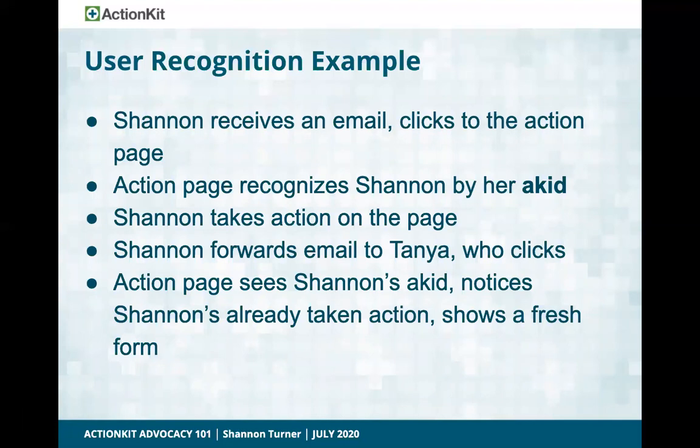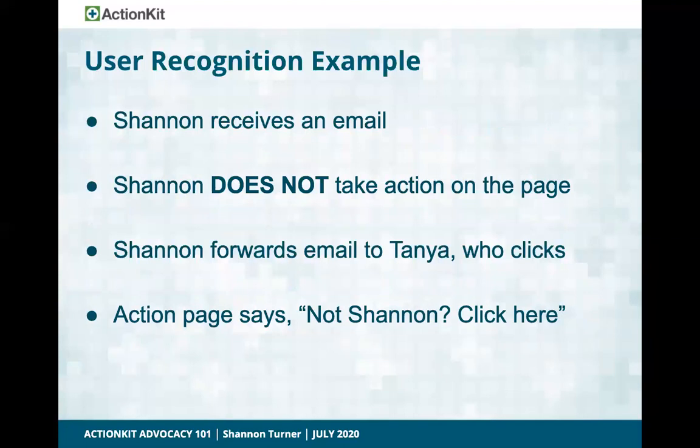But let's take a look at it a different way. It can be helpful to see it broken out in bullet points. So by default, ActionKit will recognize your users. That's great. Here's how it works. So Shannon receives an email, and I click to the action page. The action page recognizes me by my AK ID. I then take action on the page. Then I'm going to forward the email to Tanya. Tanya clicks. The action page sees my AK ID, but it knows that I've already taken action, so it shows Tanya a fresh form.